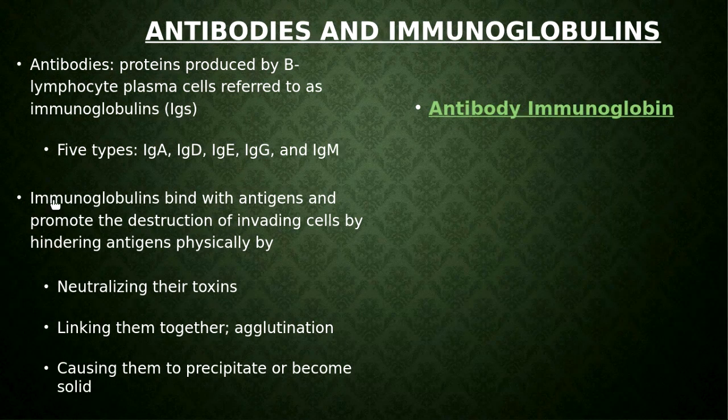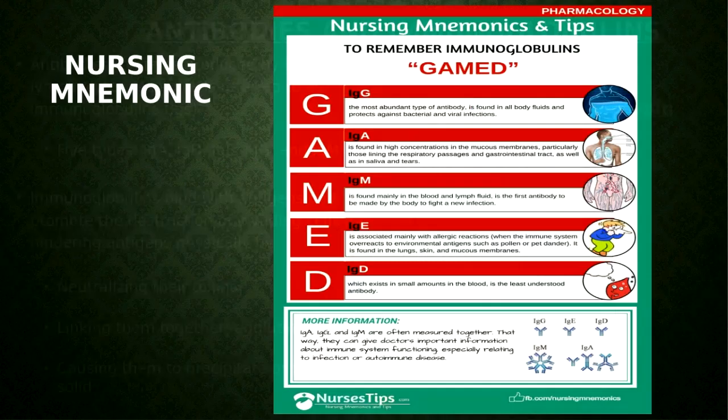The immunoglobulins bind with the antigens, promote the destruction of invading cells by hindering the antigens physically, and they either neutralize, link together, or cause them to precipitate or become solid. So this is your antibodies and your immunoglobulins. This is just a mnemonic to kind of help you remember those immunoglobulins.